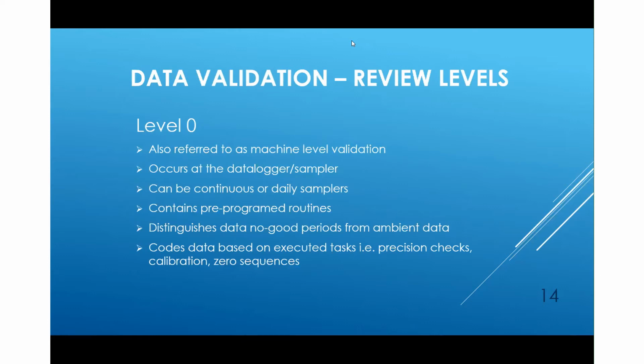Data validation review levels. Level 0. Level 0 is often referred to as machine level validation. It occurs at the data logger sampler level. It can be continuous or daily samplers. It contains pre-programmed routines, distinguishes data no good periods from ambient data, codes data based on executed tasks, for example, precision checks, calibrations, zero sequences.